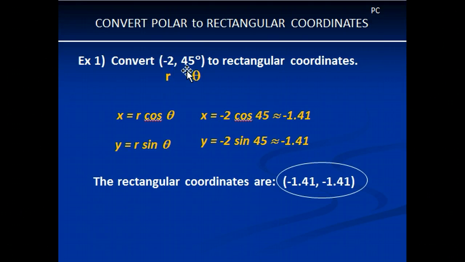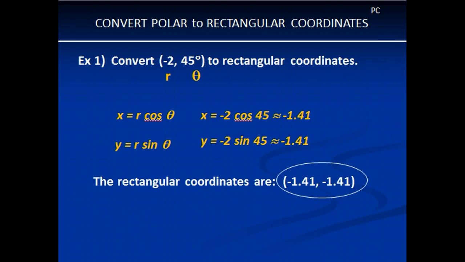Convert negative 2 and 45 degrees to rectangular coordinates. Okay, our x is going to be r cosine theta. Of course, we already know x is cosine. So we simply put in negative 2 cosine of 45 degrees, and we will get, in our fancy calculators, negative 1.41. And if we do y equals r sine theta, negative 2 sine of 45 degrees, we will get negative 1.41.